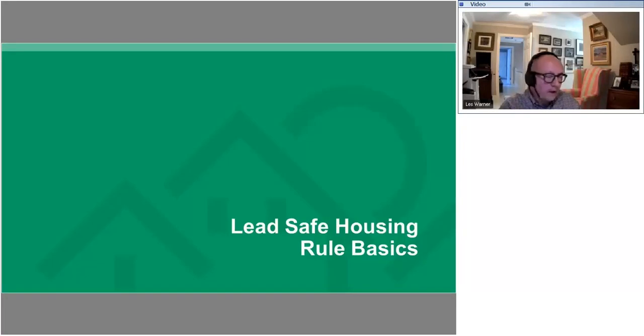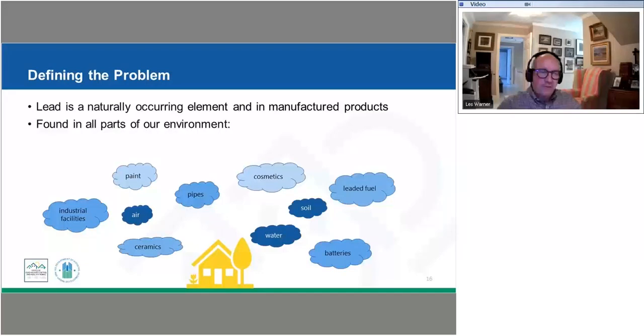So we want to start out by walking through the lead-safe housing rule basics. And first off, we're going to talk a little bit about, what is lead? Why are we concerned about this? As you probably realize, lead is a naturally occurring element. Of course, things like arsenic and other things are also naturally occurring. And we would find that in our environment: air, soil, and water. But we also have lead that has been introduced into that environment through manufacturing or other products, things like paint, industrial facilities, pipes.